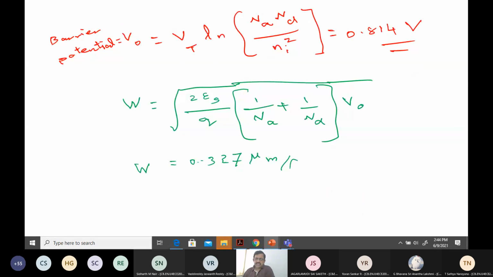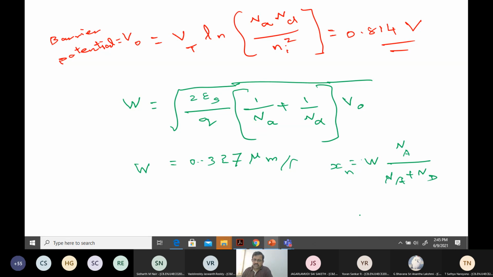So once we know that, we can easily substitute what is Xn. Don't put Xn nearly the same as W, because if you put the same result, that will be invalid. There has to be some depletion in the heavily doped region. So do not simply put Xn is W, then you will say Xp is 0. That's not correct. Then it becomes completely depleted in only one side. That doesn't make sense. So Xn will be equivalent to W into Na by Na plus Nd.